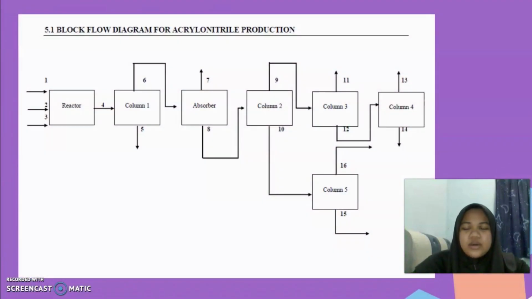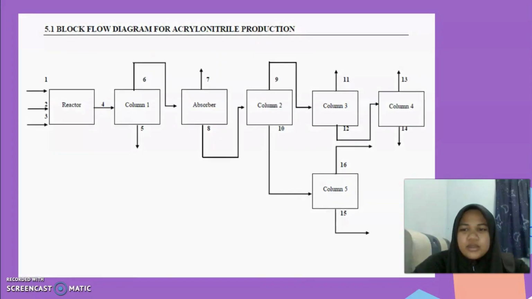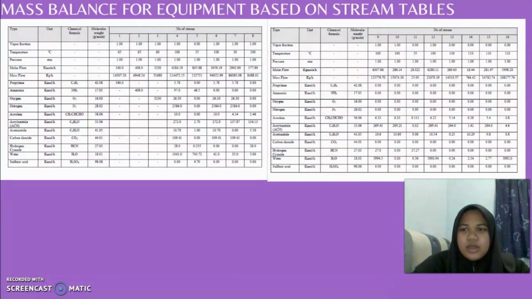To proceed with the calculation for the mass energy balance, we refer to the block flow diagram for all of the equipment used. From the block flow diagram below, there are 16 streams that will be calculated. The temperature for the process ranges from 30 degrees Celsius to 130 degrees Celsius, and the pressure was set to 1 atm for all of the streams.